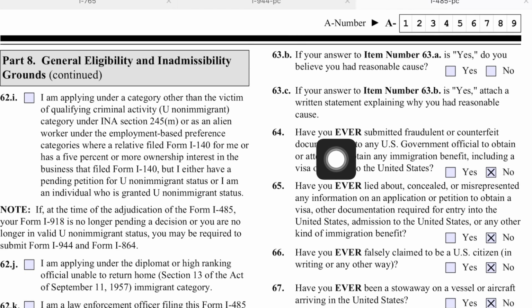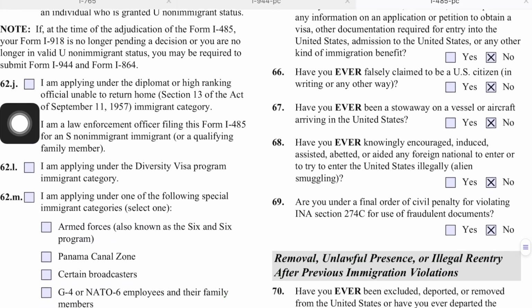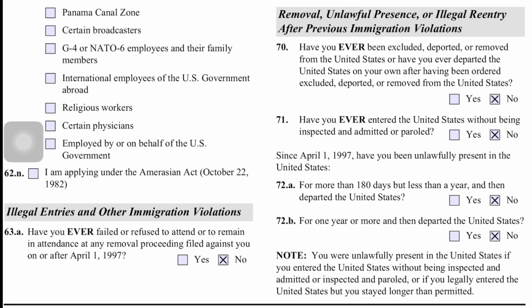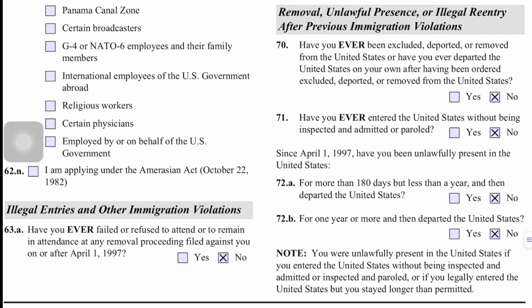And then number 64, have you ever submitted fraudulent or counterfeit documents to any U.S. government official to obtain or attempt to obtain any immigration benefit, including a visa or entry into the United States? I put no. So 65 to 69, read that carefully before answering it, guys. Okay, the next one is removal under unlawful presence or illegal re-entry after previous immigration violations.